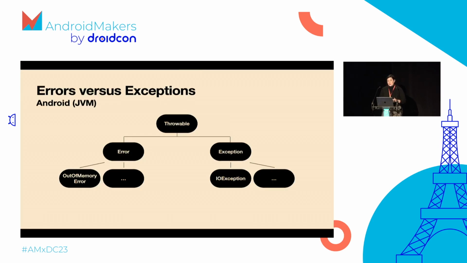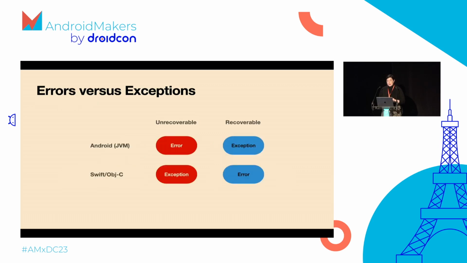If you're an Android or JVM developer, you're probably very familiar with this hierarchy. At the top, we have the Throwable class, and it has two subclasses, Error and Exception. Now, errors, like the nasty OutOfMemoryError, can't be recovered from, but exceptions, like the inconvenient IOException, can be recovered from if you catch it and handle it appropriately. But on iOS, this concept is swapped around.